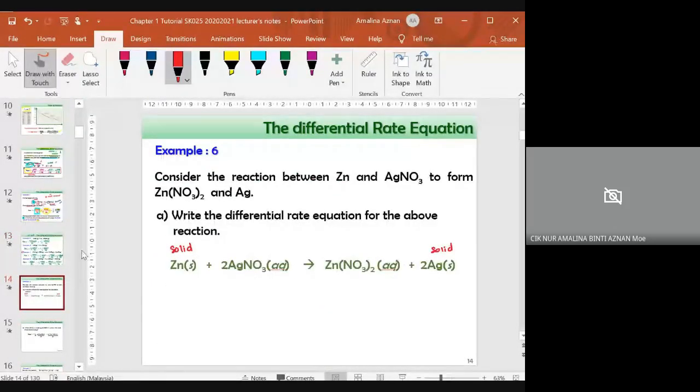Alright, so kita proceed dengan example 6 boleh? Example 6. Okay, so untuk this equation, reaction between zinc dengan silver nitrate akan form ni kamu punya reactant. This two is your product. Okay, so untuk tulis the differential rate equation, tulis rate is equals to. So dia mesti benda yang kamu boleh measure dia punya concentration. So since zinc in solid dengan silver pun in solid, so kamu boleh just ignore lah. Kita hanya tulis yang melibatkan aqueous di sini. These two. So rate is equals to disappearance of AgNO3 dt. Ini balance kan? Zinc 1, 1, Ag 2, NO3 2.